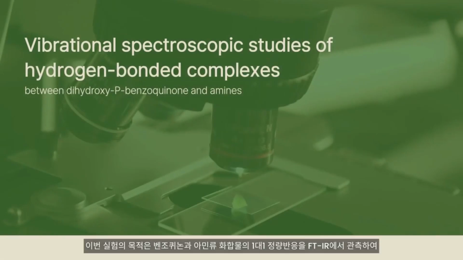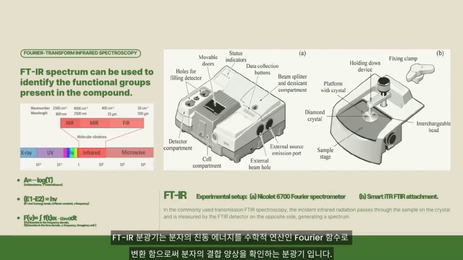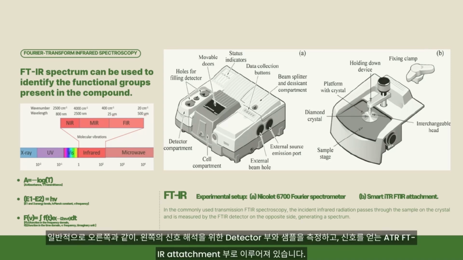The purpose of this experiment is to observe the quantitative 1-to-1 reaction between benzoquinone and amine compounds using FTIR. The FTIR spectrometer is an instrument that identifies molecular bonding patterns by converting the vibrational energy of molecules using the Fourier transform. It consists of a detector section and an ATR-FTIR attachment section for measuring samples and obtaining signals.